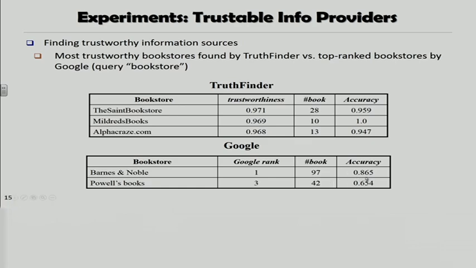But the accuracy is only 0.865. But Powell's Books, which at least at that time was another one, like a Google rank number 3, is a pretty big one, and only provided 42 books, but the accuracy is pretty low. Probably you can see, that simply says his simple, very short algorithm beat everybody.